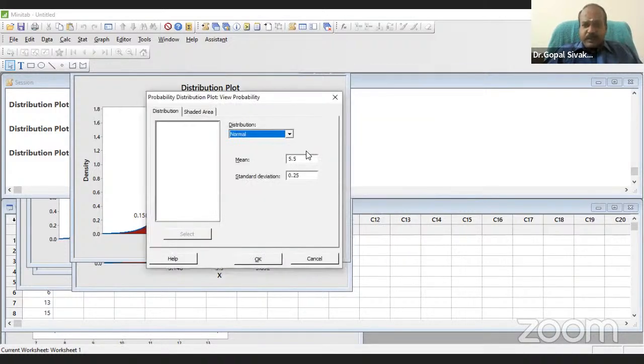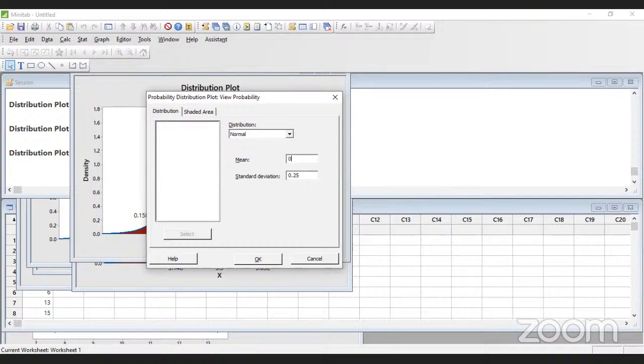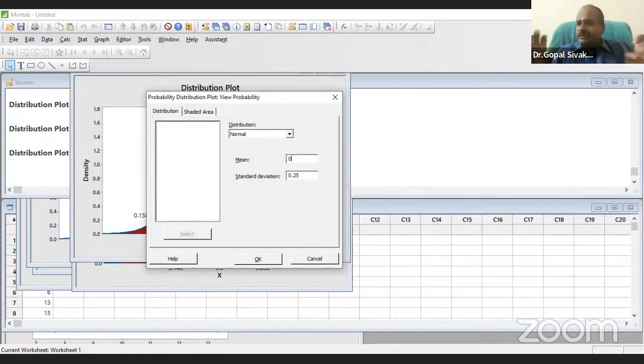Now, in the mean value, I am going to say 0. Do you think mean value will become 0? Possible or not possible? Not possible. So this is an ideal condition. This will never happen. So mean is 0 and standard deviation is 1.